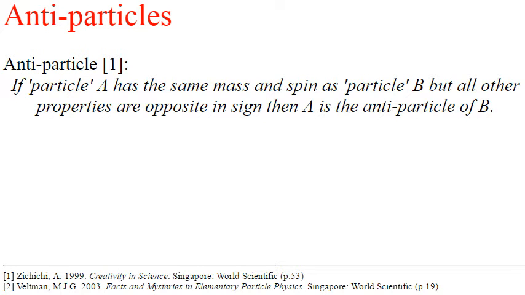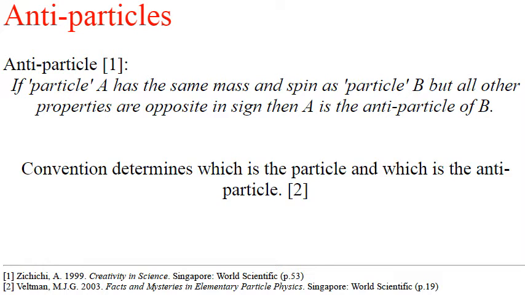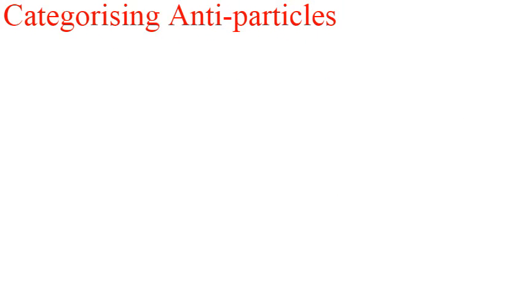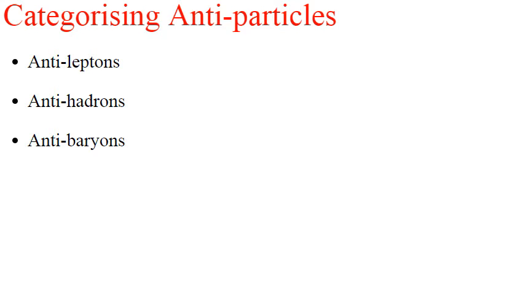We say that if particle A has the same mass and spin as particle B, but all other properties are opposite in sign, then A is the antiparticle of B and vice versa. It is only convention that determines which of the two particles is called a particle and which is called an antiparticle. We categorize antiparticles analogously to the way we categorized particles, but instead have antileptons, antihadrons, and antibaryons.